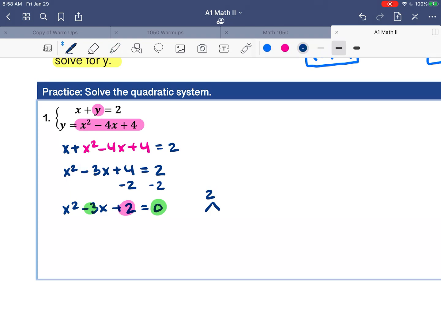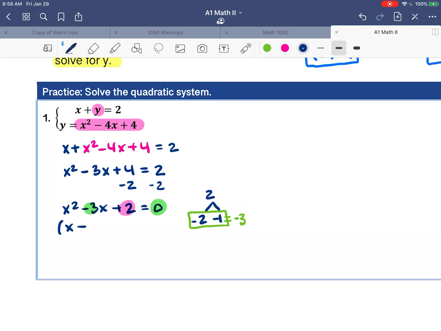So the only 2 things that multiply to be 2 are 2 and 1. If we make both of those negative, negative 2 and negative 1, those do in fact add to be negative 3. So once you have one pair that multiplies to the end number and adds to the middle number, then you're solid.